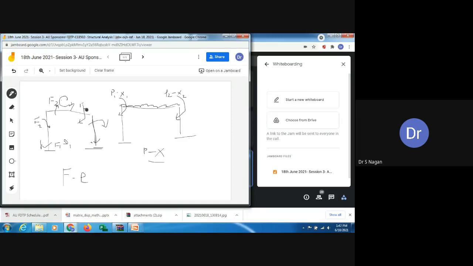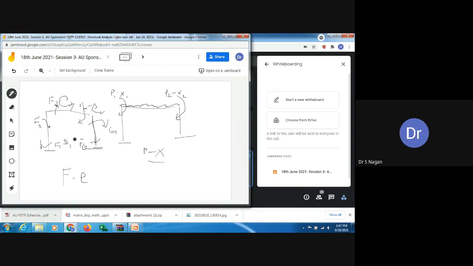You please work out this in your sheet. If you have, please draw this diagram. We are going to practice. This is F5 E5, and this is F6 E6. So to draw the FE diagram, all the members will have internal joint moment and rotation at their ends.